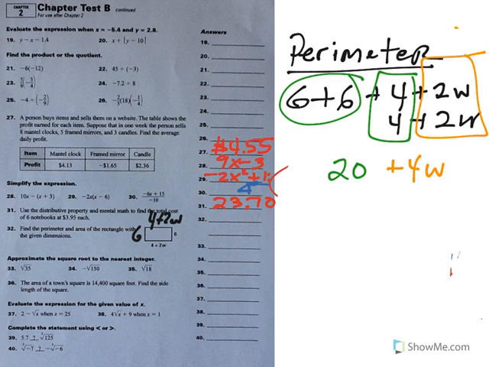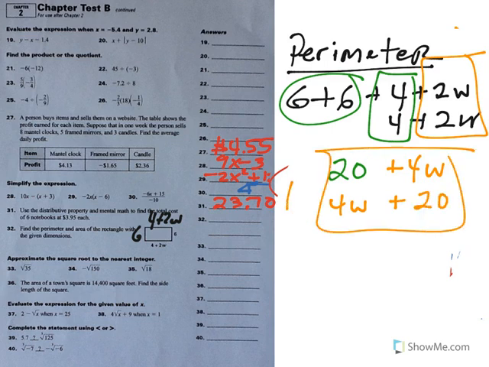So basically the perimeter is going to be 20 plus 4w, or I prefer 4w plus 20, but either is correct. That's the perimeter. I'll put P. For the area, it's length times width. So you've got to do L times W for area.